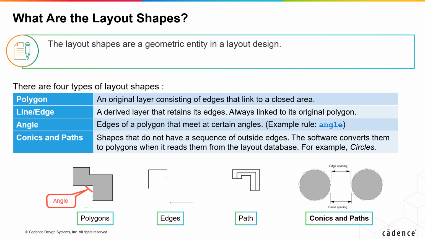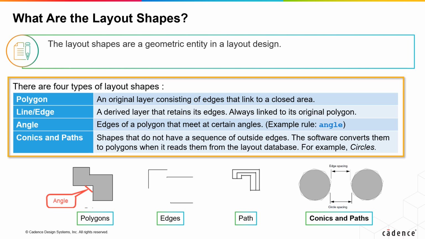A layout shape is a geometric entity in a layout design. Here are some different types of layout shapes. Firstly, polygon shapes consist of edges that link to form a closed area. Next, a line or edge is a derived layer that retains its edges and is always linked to its original polygon. Afterward, for angle shapes, the edges of a polygon meet at certain angles.